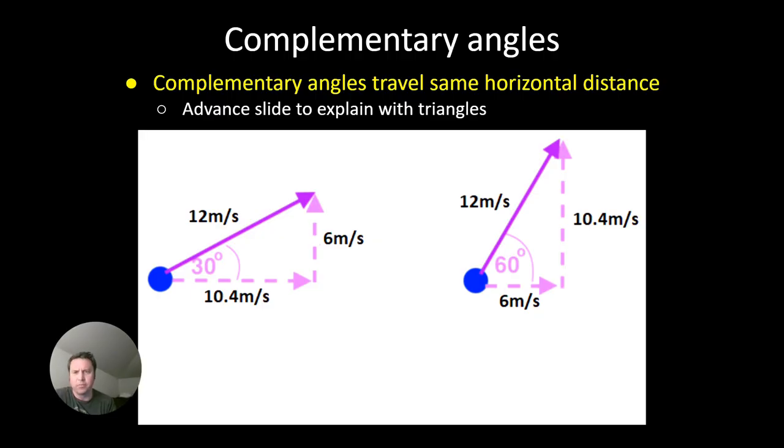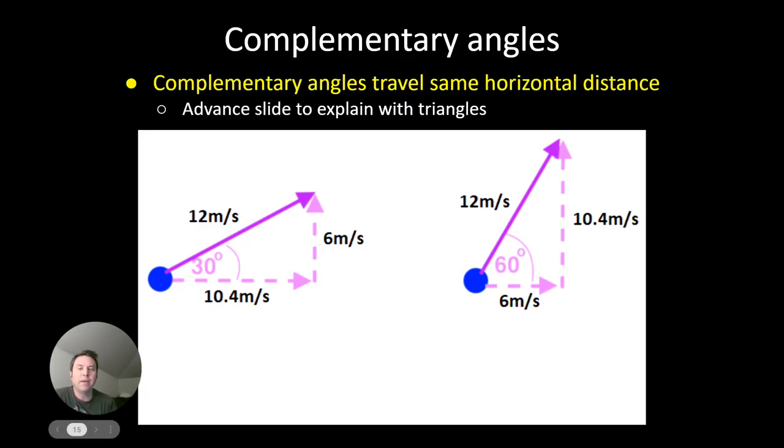So here's my example for you. 12 meters per second at 30 degrees. You're going to do some trig, so sine and cosine stuff, and you get 10.4 and 6. Do the same thing for the 60-degree one, 12 meters per second. But the complementary angle is going to flip them. You're going to go forward 6 and up 10.4 instead of forward 10.4 and up 6.